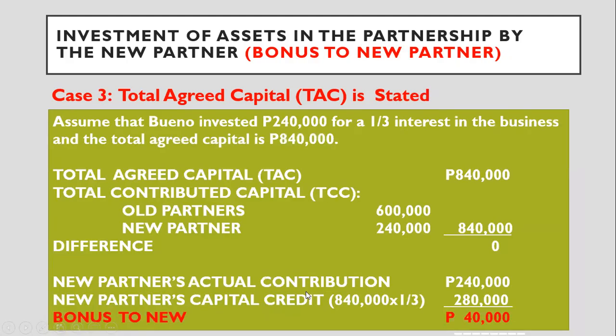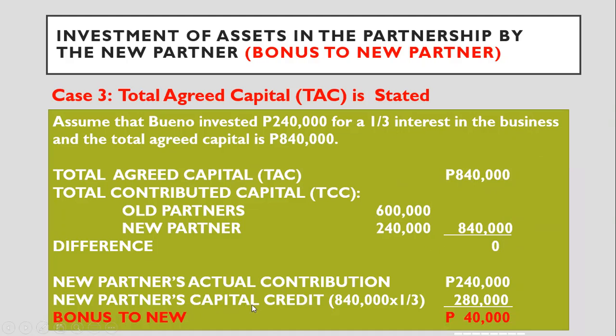Then we have case number 3, where the total agreed capital is stated. This time, it is a bonus to the new partner. In the previous problem, we were talking about a bonus to old partners. Assume that Bueno invested 240,000 for a 1/3 interest in the business and the total agreed capital is 840,000. So the agreed capital is stated as 840,000, and the total contributed capital is also 600,000 plus 240,000, also 840,000. So zero difference.